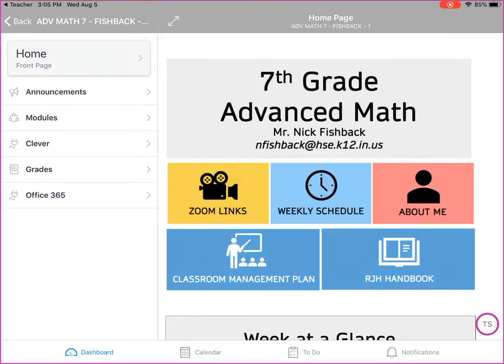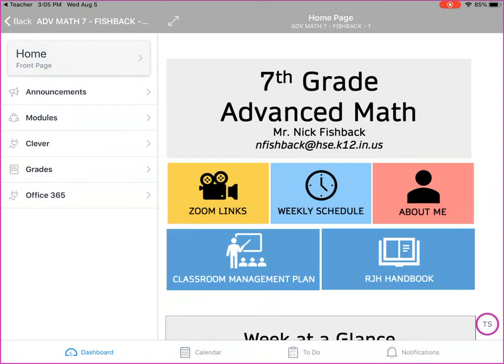Alrighty guys, so here we are in my Canvas page. Once you log into Canvas and click on your math page, this is what you will see. This is our home page. Up at the top you can see the name of the class as well as my name and email address. So if you need to email me, that's one place you can find my email address.